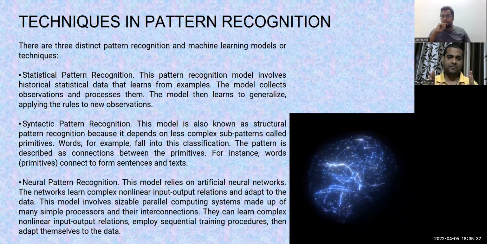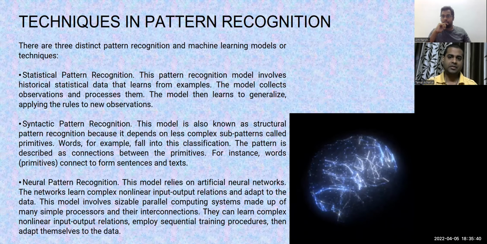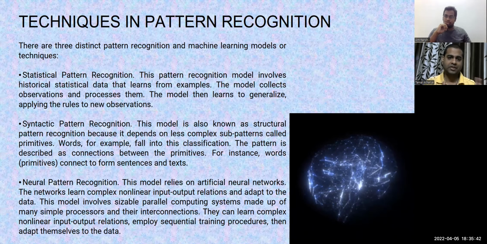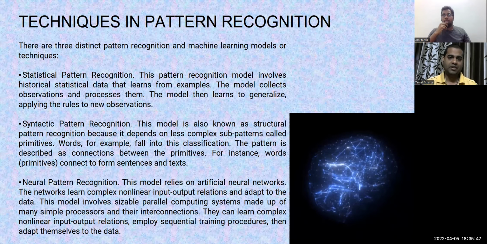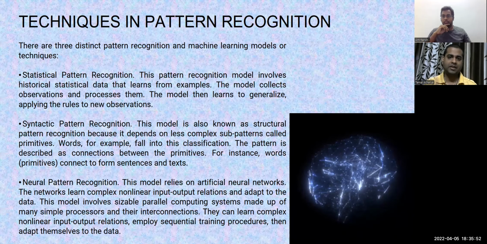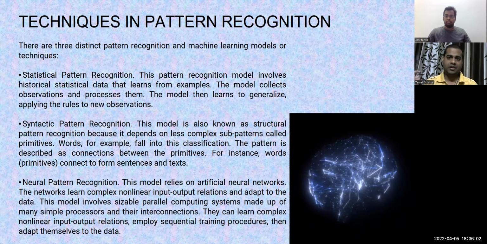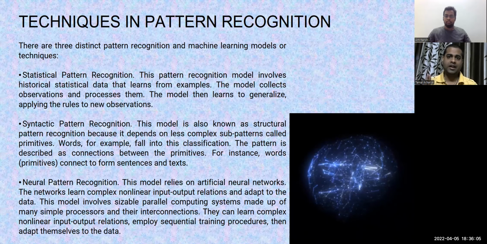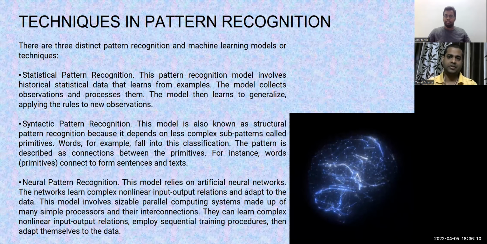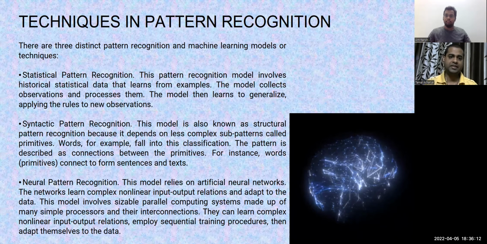Statistical pattern recognition involves historical analysis and statistical data, and it learns from examples. The model collects observations, processes them, and then applies the same rules it has learned from the data to the new observation. This is a typical machine learning process. We train our model on historical data, and when new data comes, we use the same model on that and make our predictions. So you are using the rules learned from the old data on the new data. Of course.